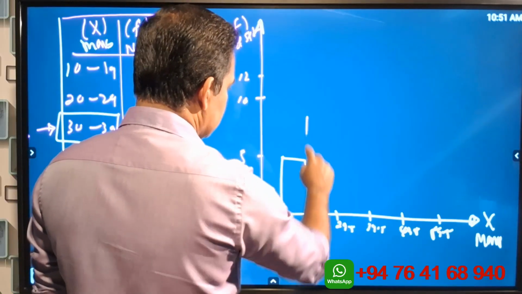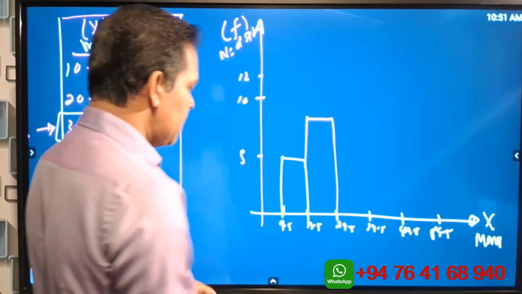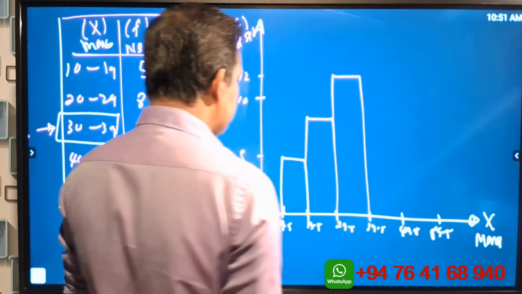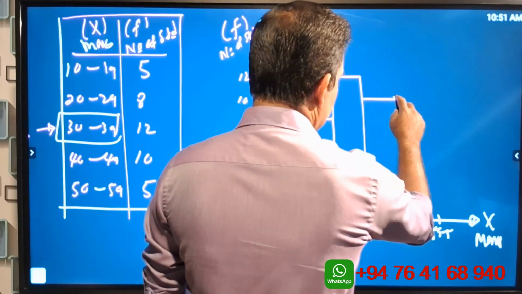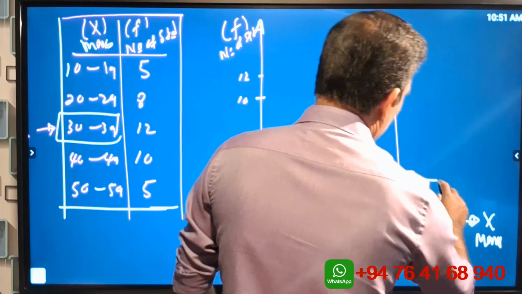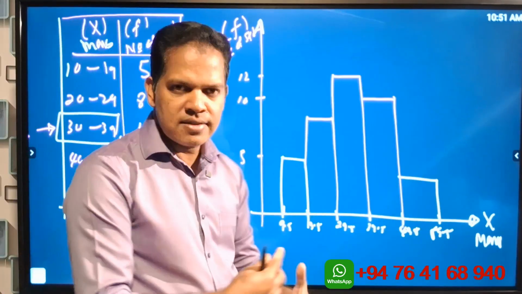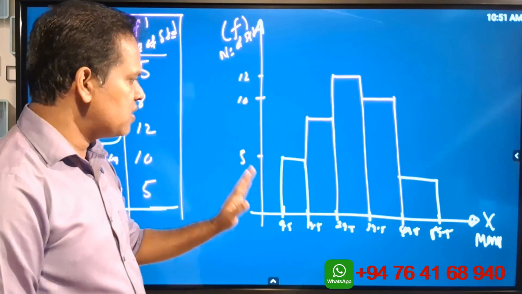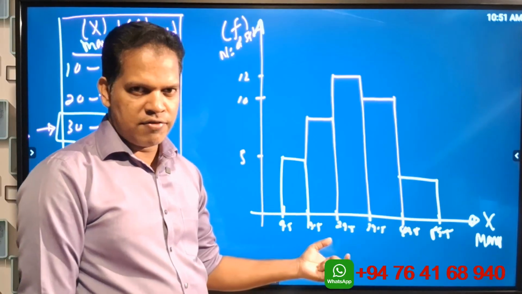Likewise, you can see very easily. And next one, and 12, up to 12, you can draw another rectangle shape. After that, up to 10 you can draw. Next one up to 5. Okay. This interconnected set of rectangles can be considered as what? Histogram. Okay, using this histogram, you can find the mode using the graphical method.